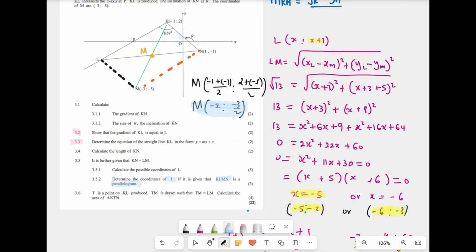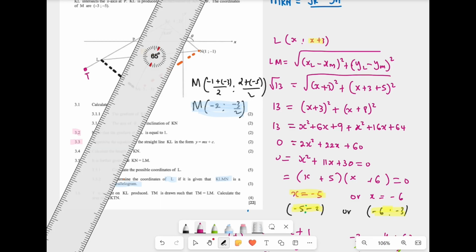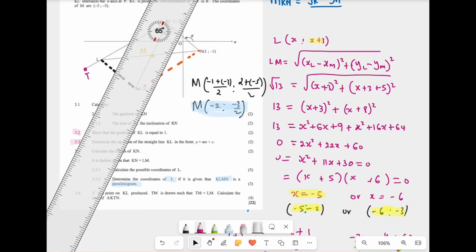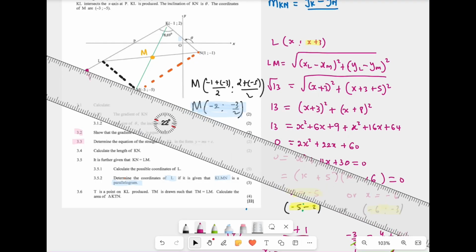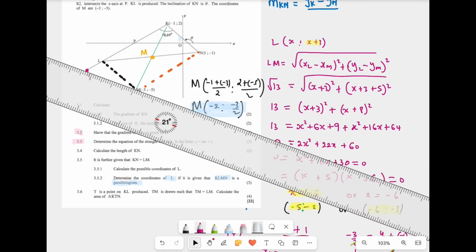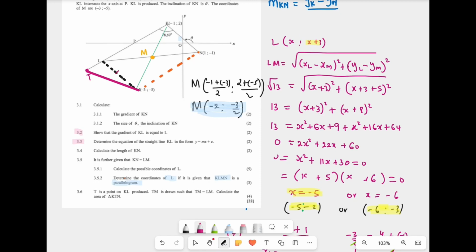Okay, here is the point T. So it is on this line produced, such that TM is equal to LM. Oh, so these lines are now equal. Okay, let's see. So here is the line that they are talking about. Now, this one and that one, they are equal.